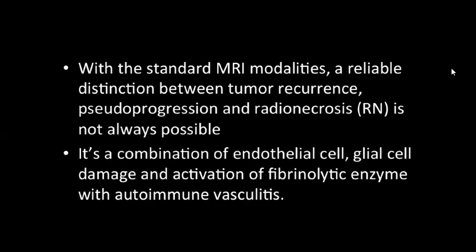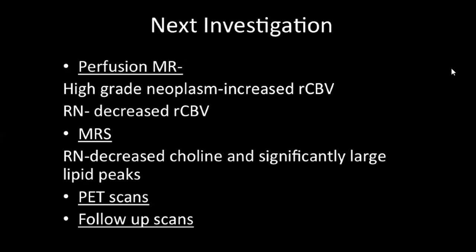Yes. With the standard MR modalities, I agree, we cannot reliably make a distinction between tumor recurrence, pseudoprogression, and radionecrosis. It's not always possible. Radionecrosis is a combination of endothelial cell and glial cell damage, activation of fibrinolytic enzymes, and a lot of processes going on. So the next investigations on the basis of which we decide, because you have to tell a next investigation in your exam as well, there are 3 to 4 investigations which are recommended in literature: perfusion MR and MR spectroscopy, PET scan and follow-up scans.